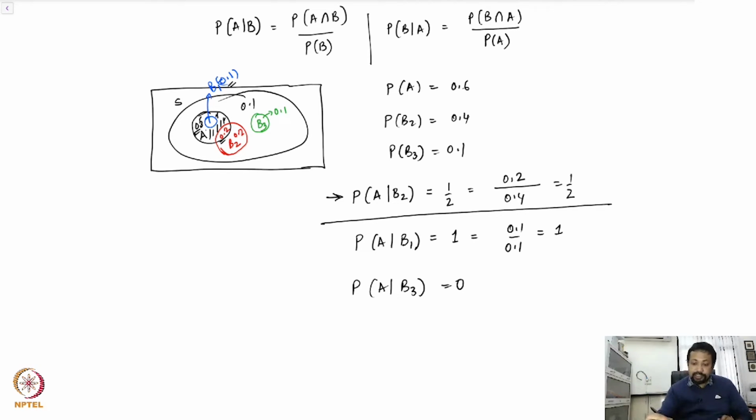So this essentially tells you, this illustration clearly tells you, that you are restricting the sample space to the sample space of B. Well, in this case B2, in this case B1, and in this case B2. So these events B1, B2, B3 become your new sample space when you are asking for the conditional probability P of A given B1, P of A given B2, P of A given B3.